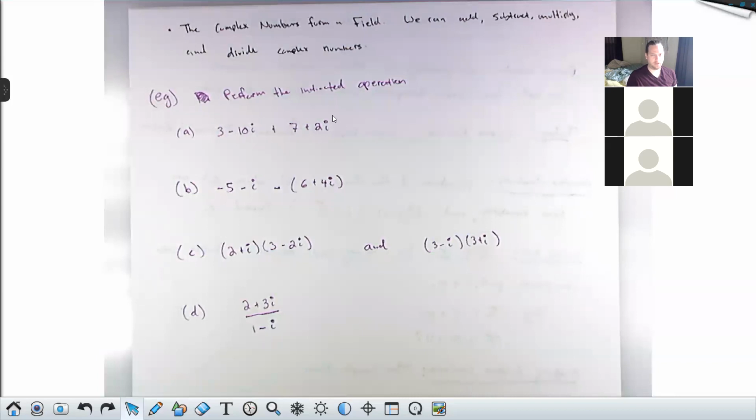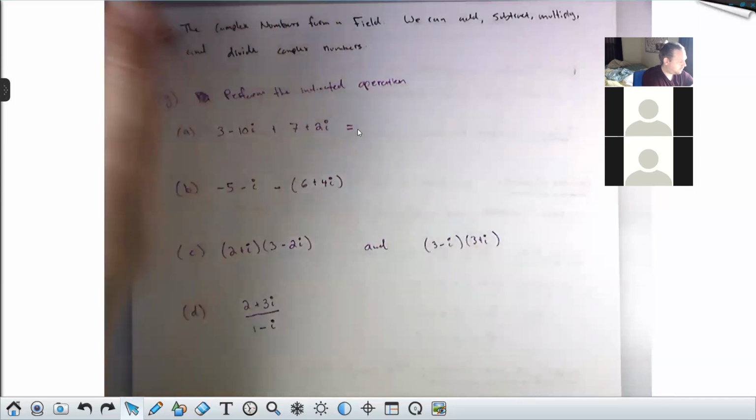The trick is you can treat i like a variable. The same rules apply, meaning you can think of two numbers as being like terms if they have an i attached. So in the same way you would add 3 minus 10x plus 7 plus 2x, you would add these complex numbers, meaning you'll add the real parts, 3 plus 7, and you'll add the imaginary parts, negative 10 plus 2.